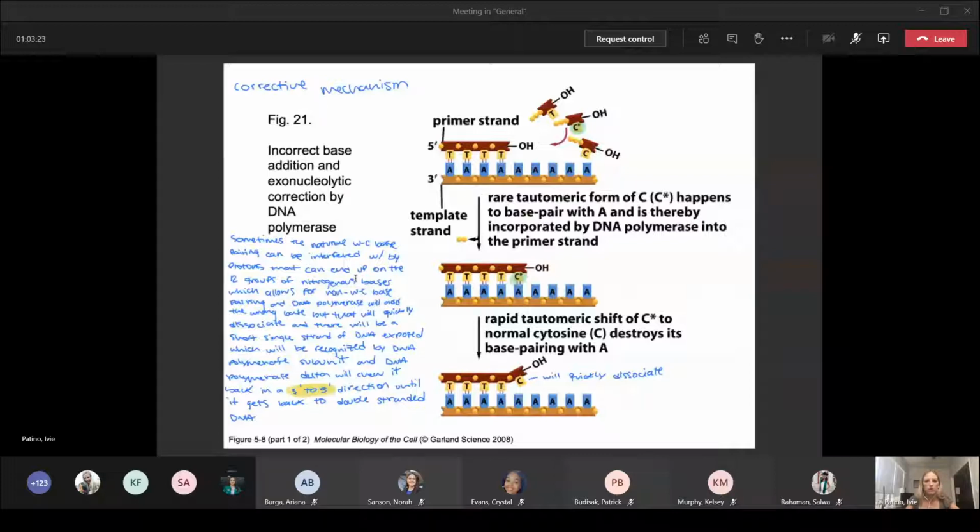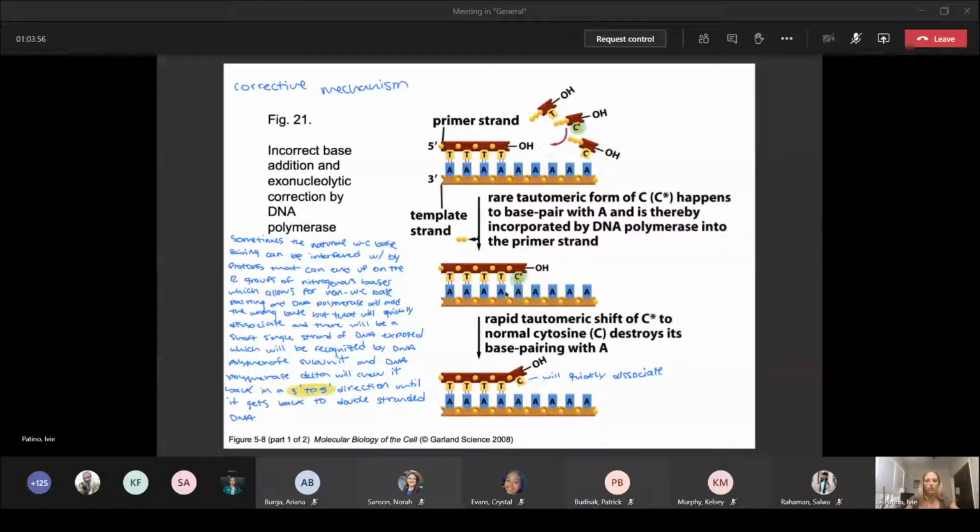So sometimes we'll get this weird form of a nucleotide, and it has a proton on its R group, and that allows it to base pair to the wrong base, not Watson-Crick base pairing. So sometimes normal Watson-Crick base pairing is interfered with by these weird nucleotides with their protons on their R groups, and we get this mismatch.